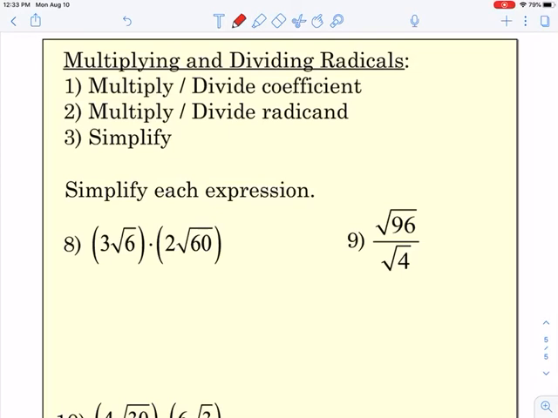Unlike addition and subtraction, you have to simplify first. That's the only way that you're going to be able to combine them. You do not need like radicals in order to divide or multiply. Do not simplify first. If you simplify first and then you multiply the numbers back together again, you might end up having to simplify a second time. So don't cause yourself extra work. Simplify last.